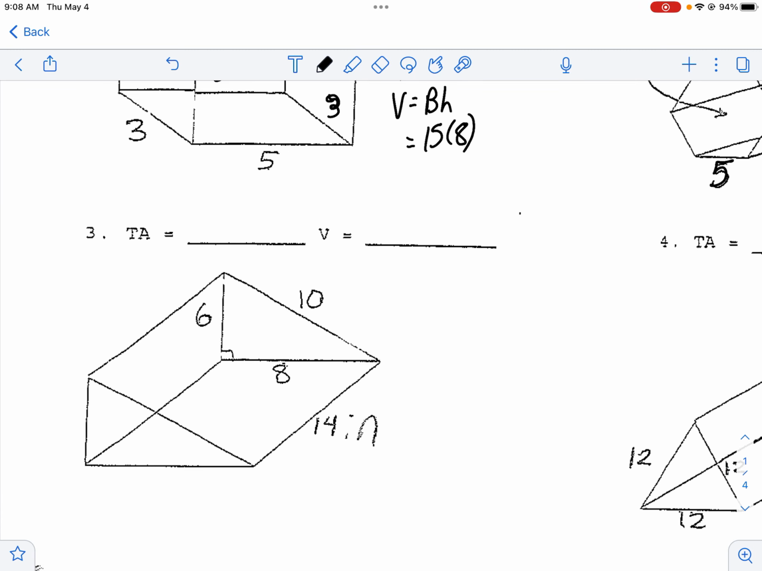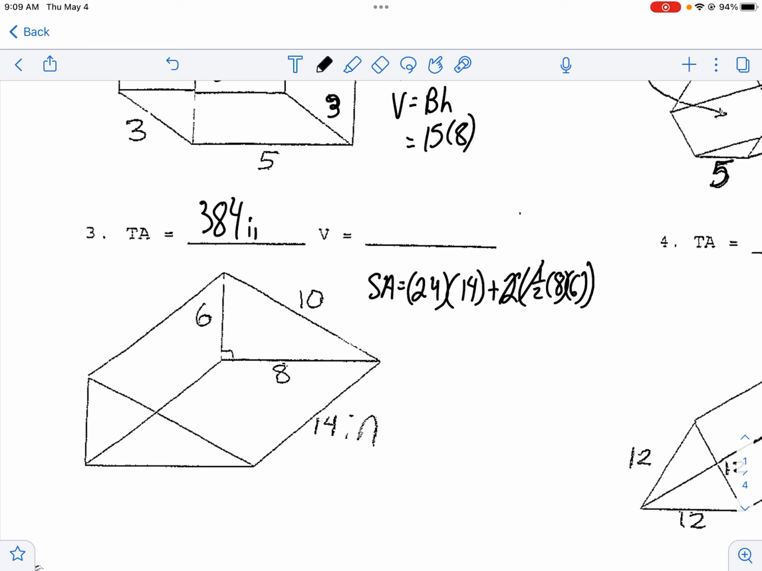Next one, surface area is equal to the perimeter, which is 6 plus 8 plus 10. That would be 24. Perimeter of the base times the height, which is 14, plus 2 times the area of the base. It's a triangle, so 1/2 base times height, 1/2 times 8 times 6. So 24 times 14 plus, these guys cancel, 48.